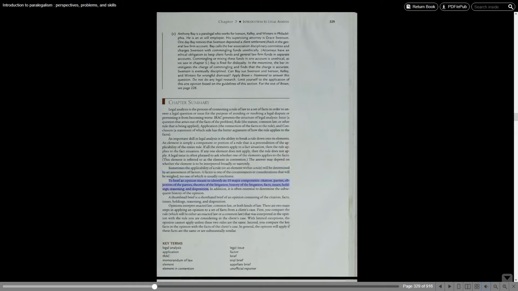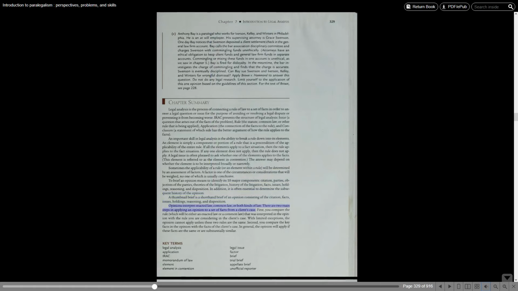To brief an opinion means to identify its 10 major components: citation, parties, objectives of the parties, theories of the litigation, history of the litigation, facts, issues, holdings, reasoning, and disposition. In addition, it is often essential to determine the subsequent history of the opinion. A thumbnail brief is a shorthand brief of an opinion, consisting of the citation, facts, issues, holdings, reasoning, and disposition.